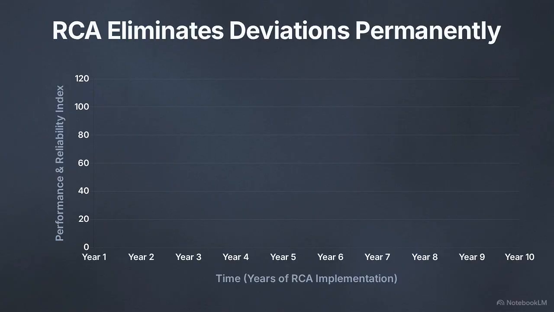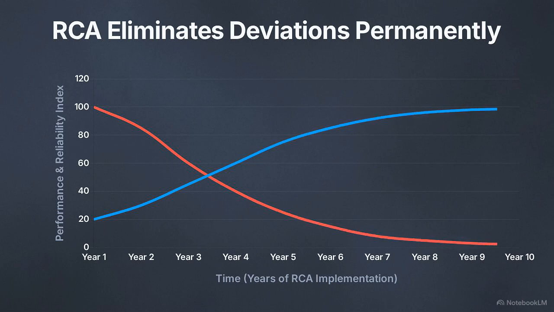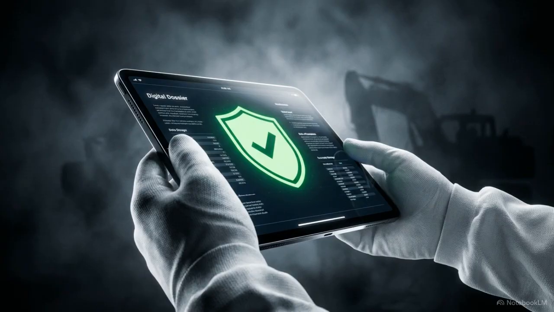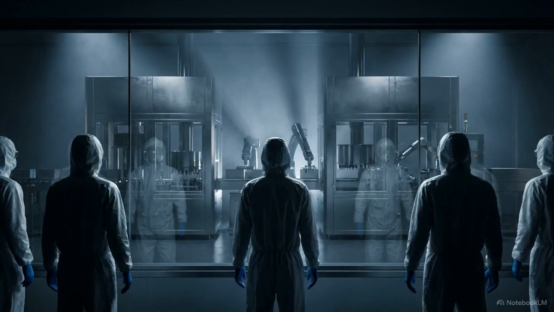This graph illustrates the compounding effect of eliminating root causes. Over time, process deviations drop toward 0, while overall process stability steadily climbs. A documented, systematic RCA process produces traceable, audit-ready records that support GMP compliance. It acts as the backbone of continuous improvement, actively protecting patient safety and the organization's operational integrity.